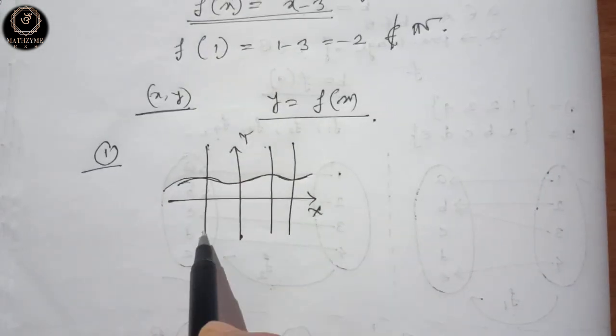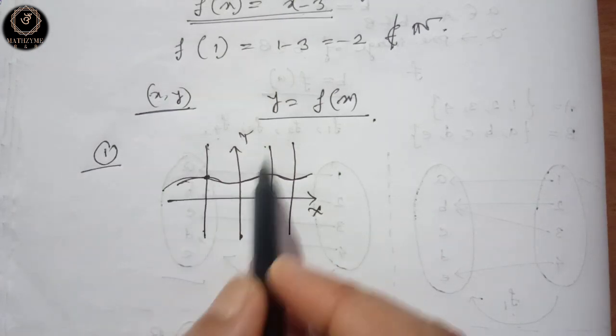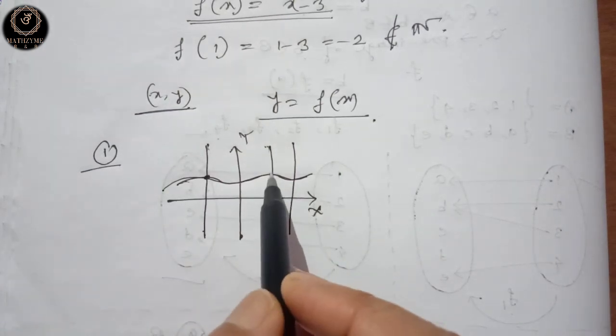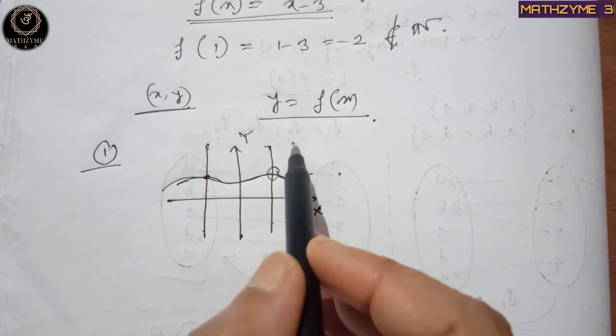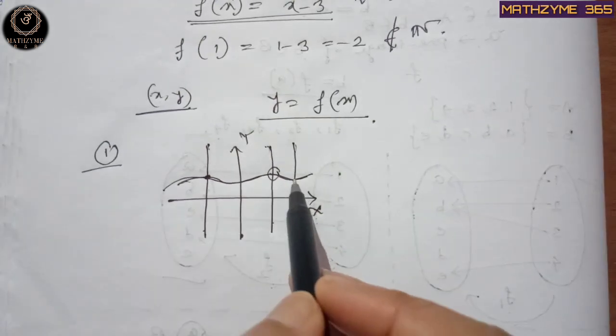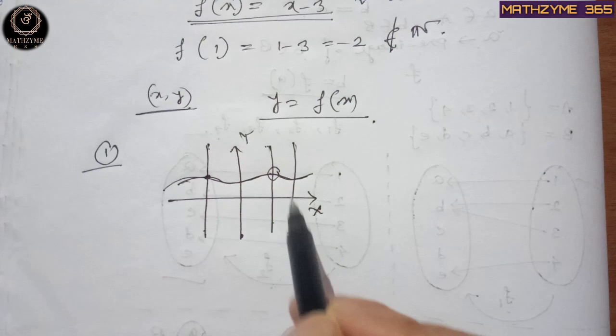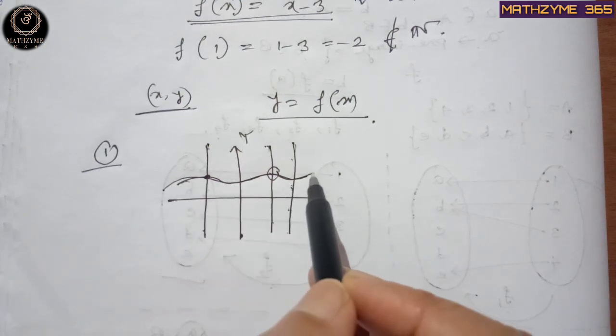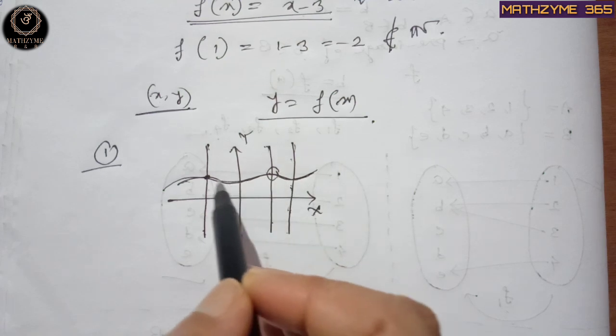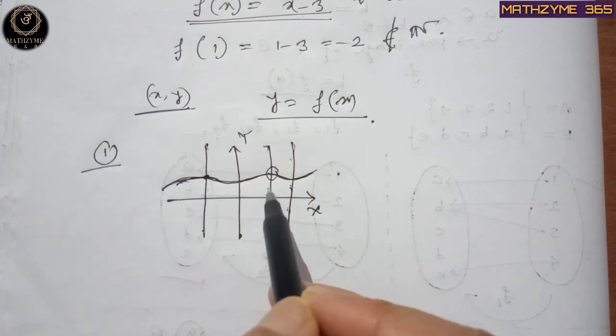This line cuts the graph at only one point. This line also cuts this graph in here, and this line also cuts the graph in only one point. There is no cutting at another point. Hence, this is a function. This graph represents a function.